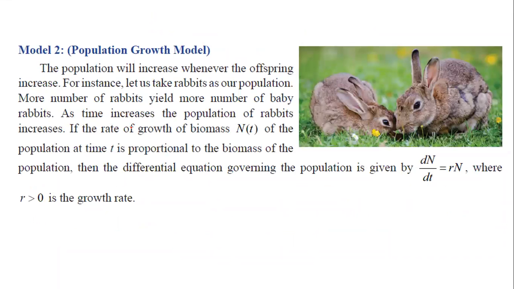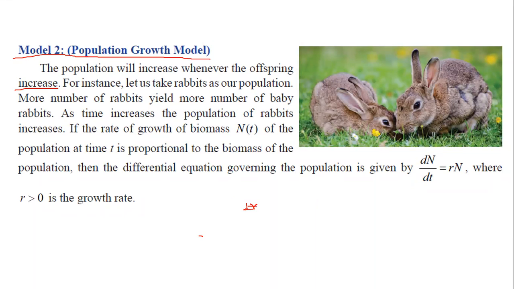One is Newton's law, the second one is the population growth model. Model 2, population growth model. The population will increase whenever the offspring increase. For instance, let us take rabbits as our population. More rabbits yield more baby rabbits. As time increases, the population of rabbits also increases. And one more thing: there are two things. One is the increase in birth rate, then you have to consider the death rate also.